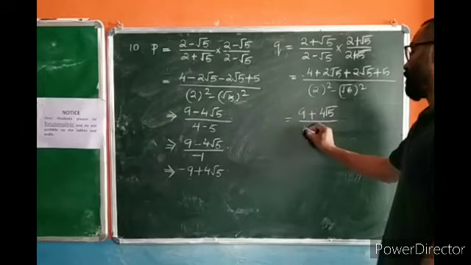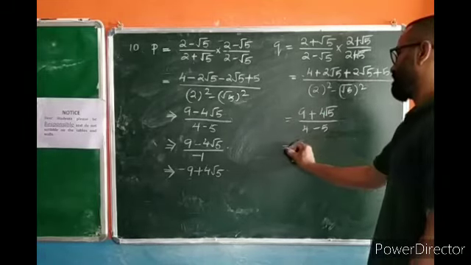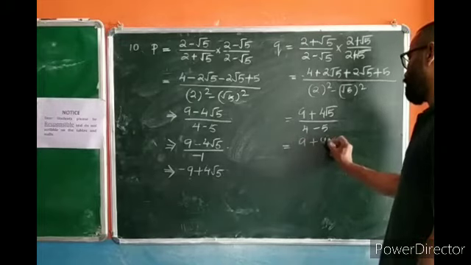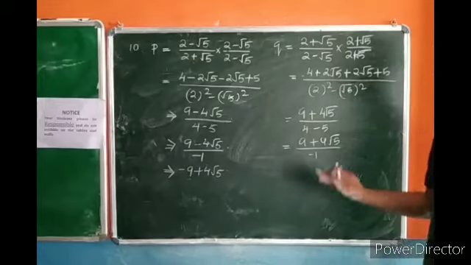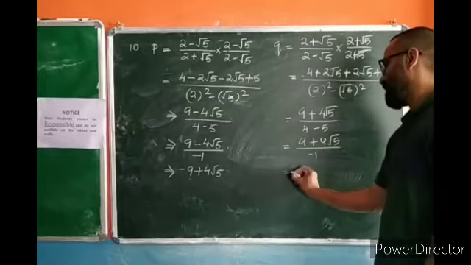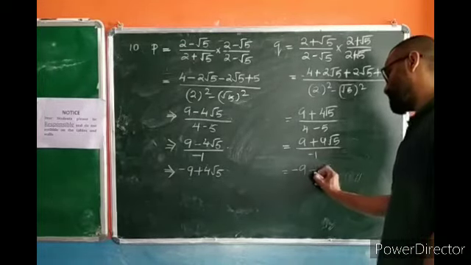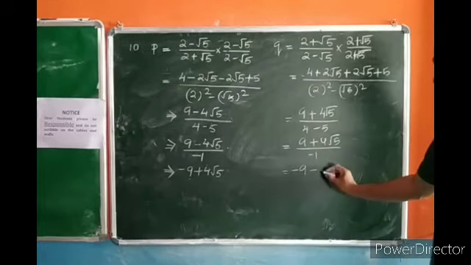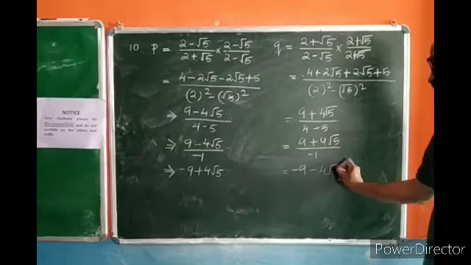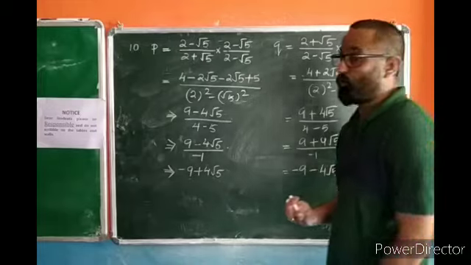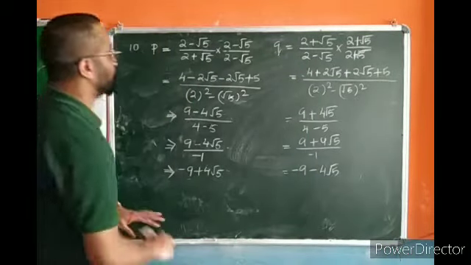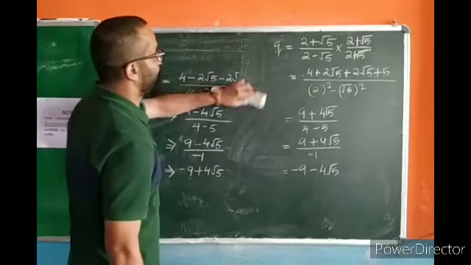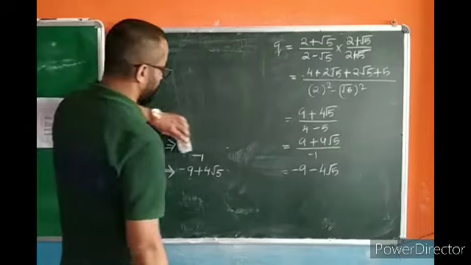Divided by 4 minus 5. 9 plus 4 root 5 divided by minus 1. Do the division now. It is minus 9 minus 4 root 5. We know the values of P and Q, the simplified values. Now we can straight away write the answers.